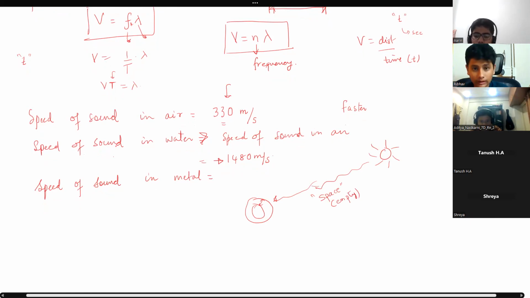But light can travel without a medium. Are you following this, Aryan? It doesn't require air. It doesn't require any medium. So this is called radiation. Radiation means when you are able to transfer energy without the presence of any medium. So light reaches us through radiation.